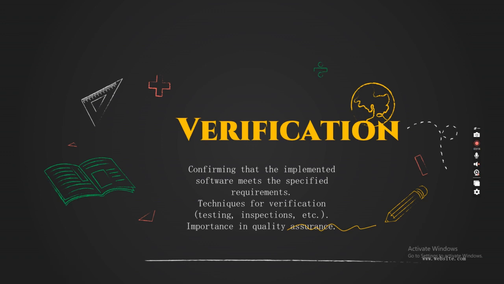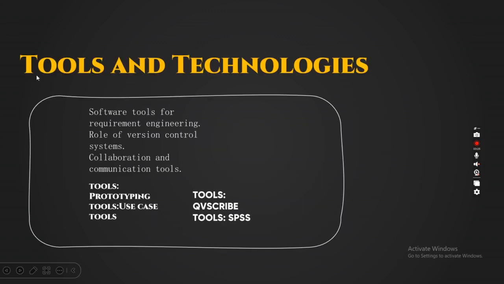Verification: confirming that the implemented software meets the specified requirements. Techniques for verification: testing, inspections, etc. Important in quality assurance. Okay, tools and techniques that are going to be used in elicitation, how we elicited the data from the clients, and elicitation analysis, software tools for requirement engineering, role of the version control system, collaboration and communication tools.